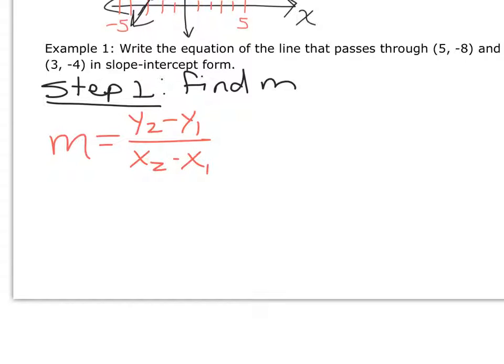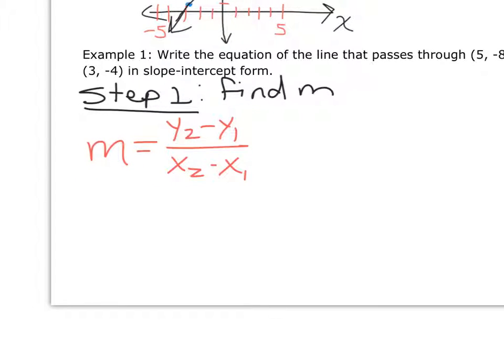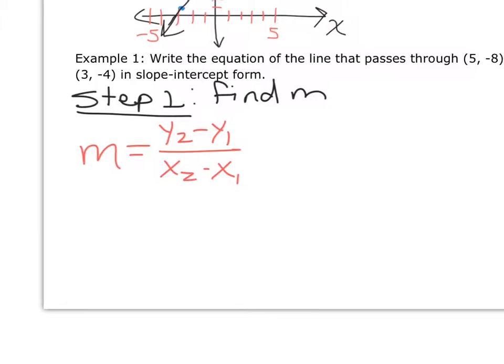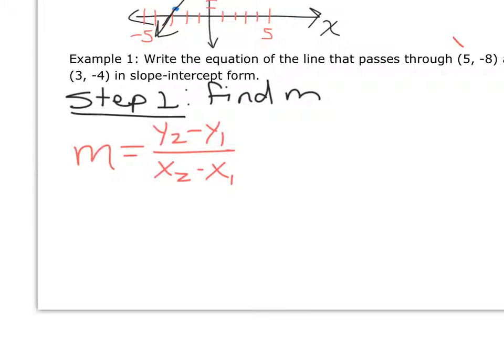Yes? So here I have x1, y1, x2, y2. So my slope is going to be m equals -4 minus a -8 over 3 minus 5.